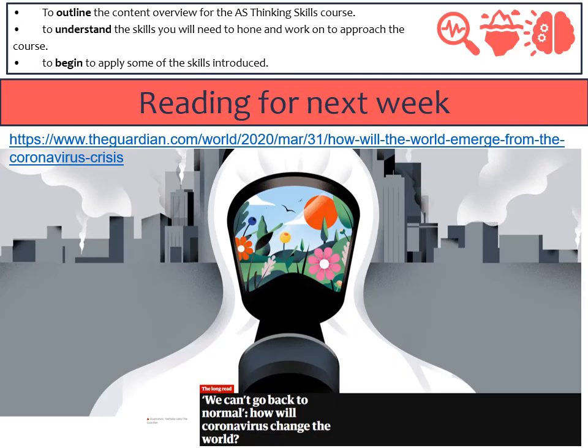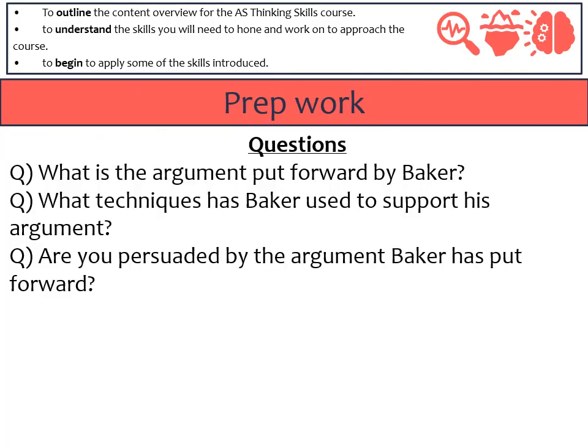And I do have some questions for you that I'd like to go through in next week's video. The questions are relatively short, but it's going to take you a bit of time to consider some points for this. So firstly, what is the argument put forward by Baker? If you go back to that previous picture, you might already have a bit of an idea just by looking at the picture itself, and that's really that analysis stage. What techniques has Baker used to support his argument as well? So how are they approaching this particular question, and how are they forming this judgment? Finally, are you persuaded by the argument that Baker has put forward? And if not, why not?